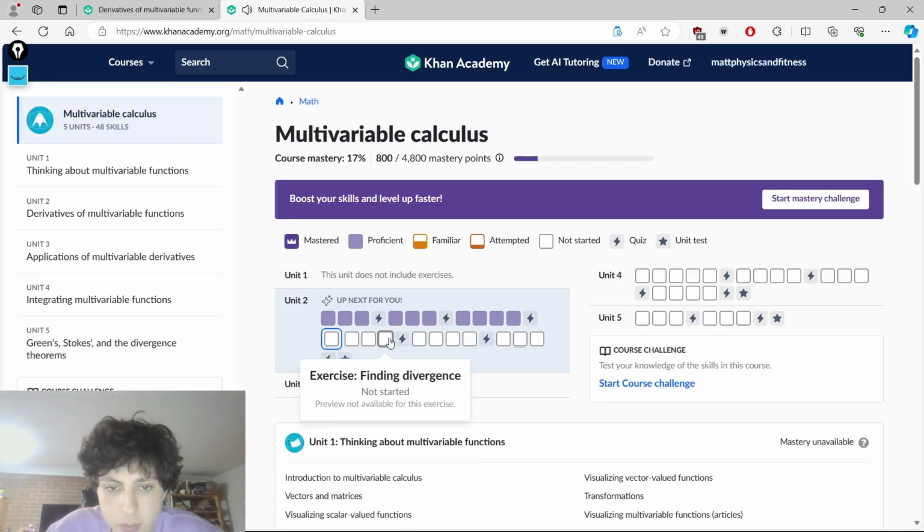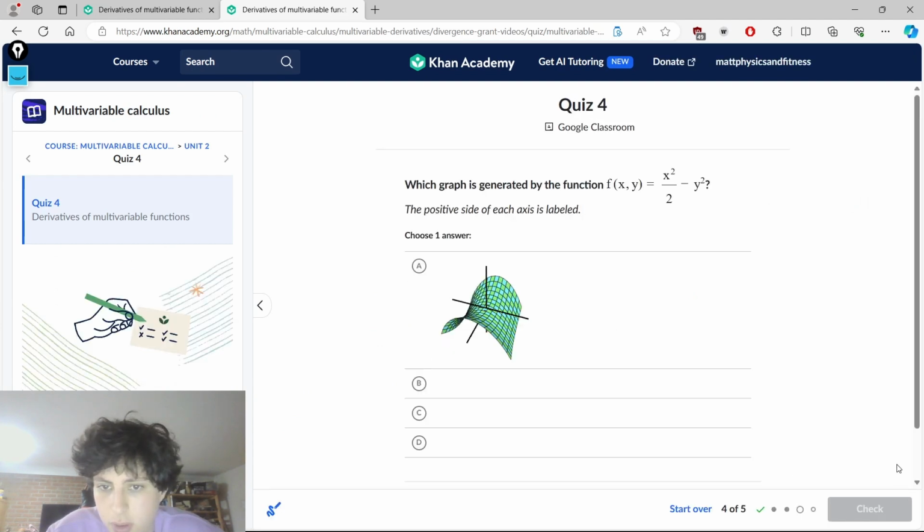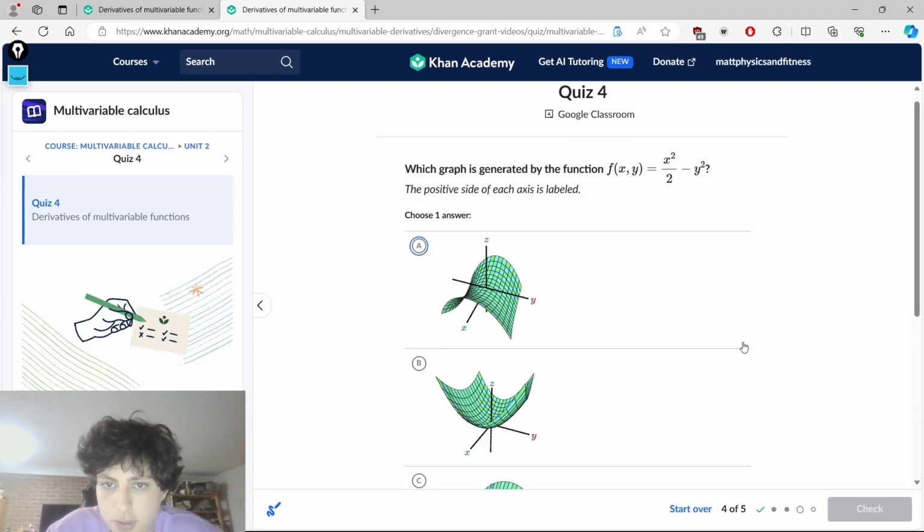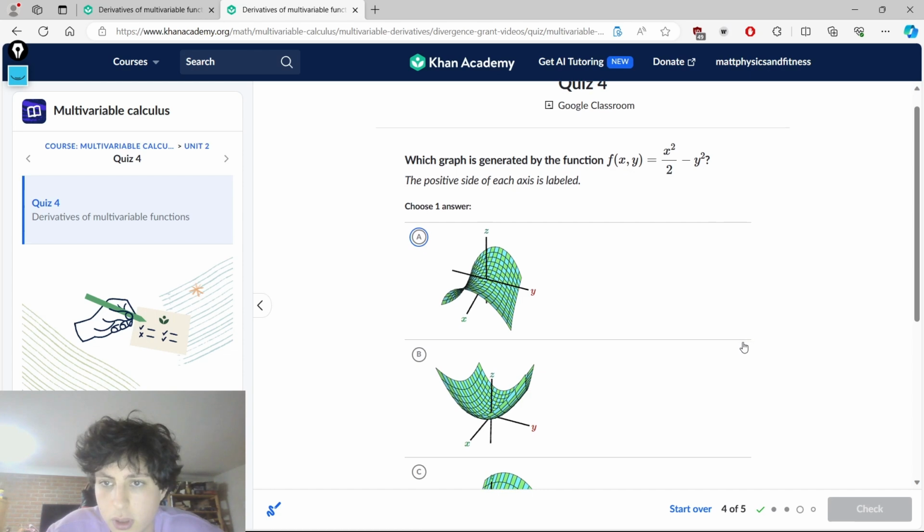Let's try it. Quiz 4. The positive side of each axis is labeled.